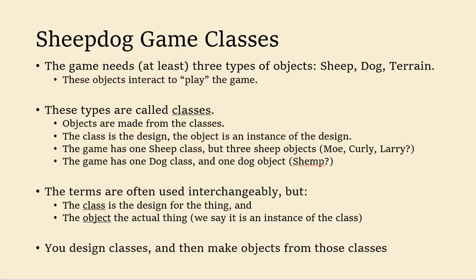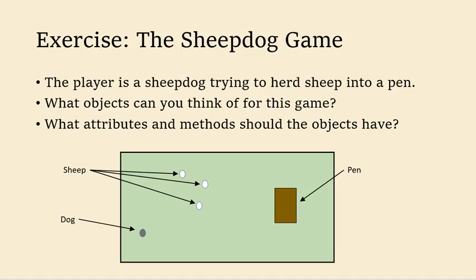So, the three types of objects, the sheep, the dog, and the terrain, these are what we're going to call classes. The class is the design, it's not the actual thing. For example, for the sheep, you'll notice I have 3 sheep in this game. I only need one sheep class because I can design the sheep one time. And once I have one sheep class, I can make as many sheep as I want. This is exactly like if you have the design for a physical object, a design for a hinge, for a door, and then you can make as many hinges from that design as you want.